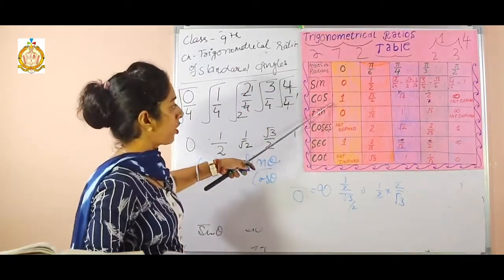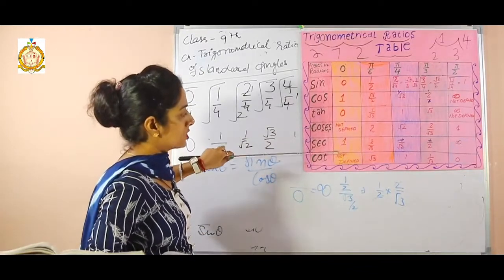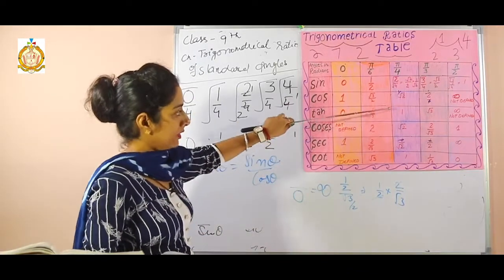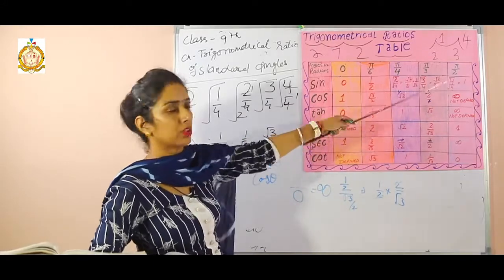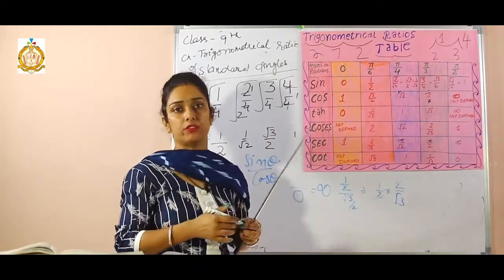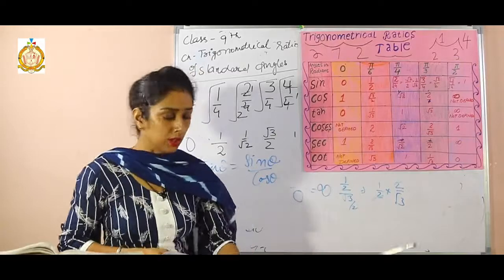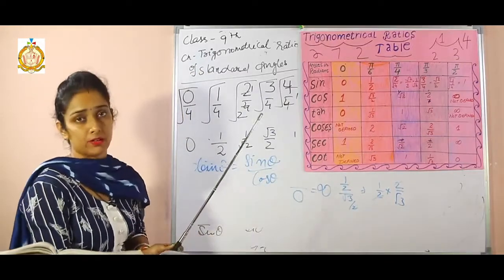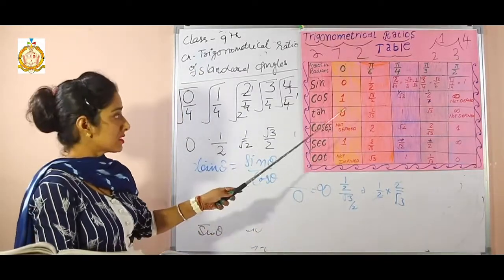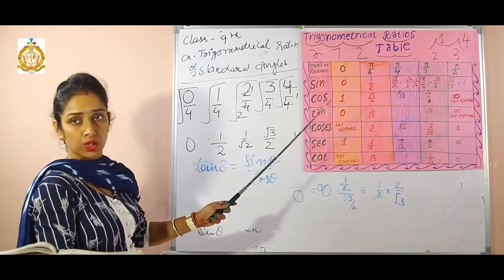Now the value of cot theta. Cot theta is not defined at 0. Then 3 under root, 1, 1 over under root 3, and infinity, opposite of infinity is 0. So this is a trigonometrical ratio table. What is this? This is a trigonometrical ratio table.